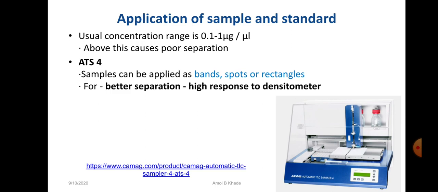Now the sample can be applied as bands or spots or rectangles. In the case of TLC we apply the spots in a circular fashion, but in this case we usually prefer sample application in the form of bands. Why do we prefer sample application in the form of bands? Because after development of these samples on a plate, we need to scan them, usually with a densitometer, and this densitometer is highly responsive when you have the spots separating in the form of bands.